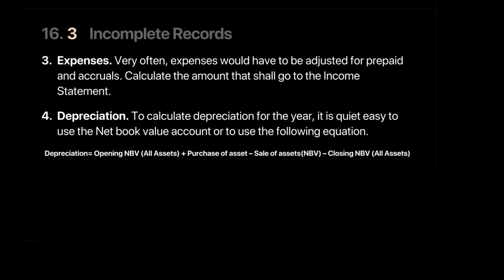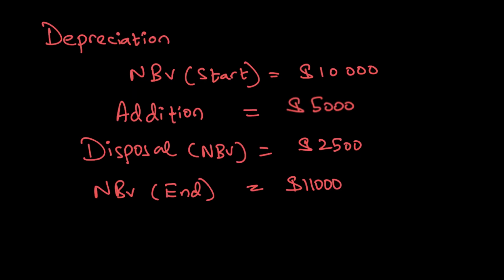Okay, now how do we use this equation? Let's take a look at an example. Now, if I say that when the year started, a business had net book value worth $10,000. During the year, the business acquired 5,000 worth more of non-current assets. They also sold off a non-current asset with net book value of 2,500. Now, this is a very basic example. I've already given you the disposal net book value. At times, this is not available. And at the end of the year, the business is saying the non-current assets have a net book value of 11,000. Now, our job is to calculate the depreciation.